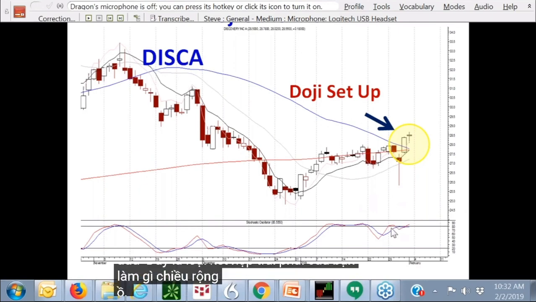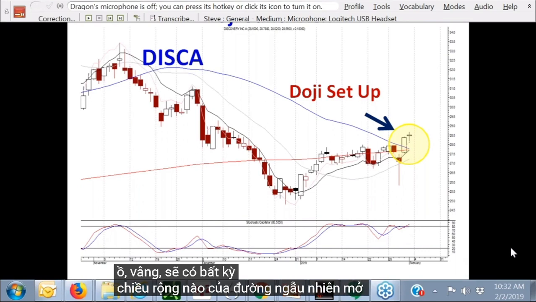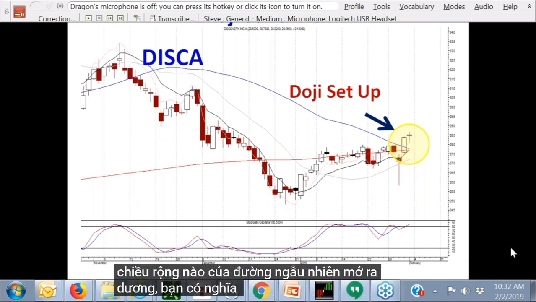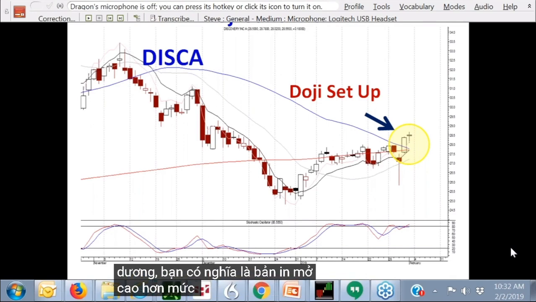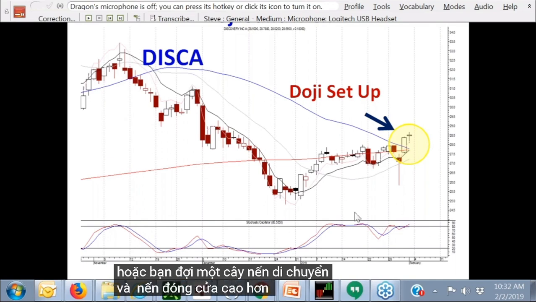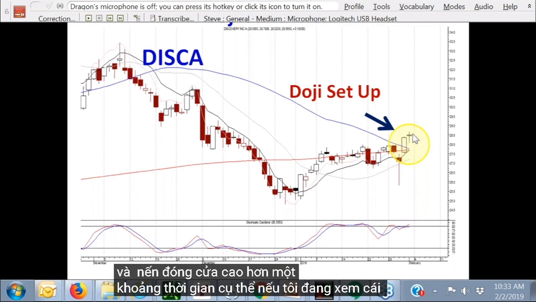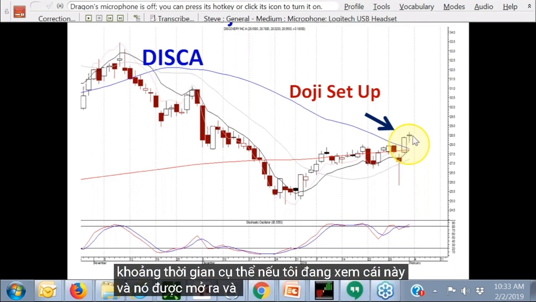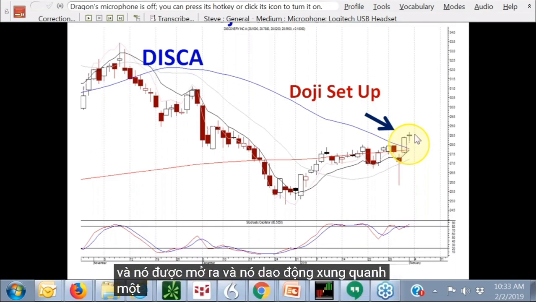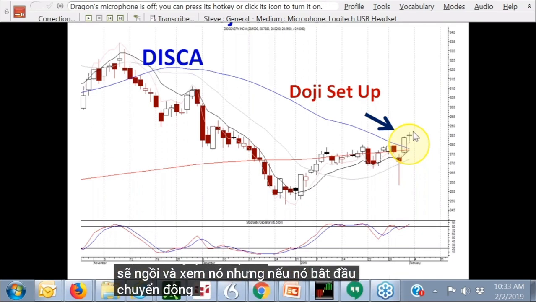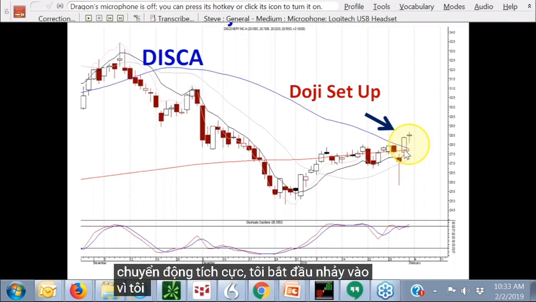There shouldn't be any width to the stochastics line. Open positive, you mean the open print is higher than the close of the previous session, or you wait for a candle to move and a candle close higher than a particular period? If I was watching this and it opened and waffled around a little bit right in here, I'm going to sit and watch it. But if it starts moving positive, I start jumping in because I can calculate what type of formation it's going to do.